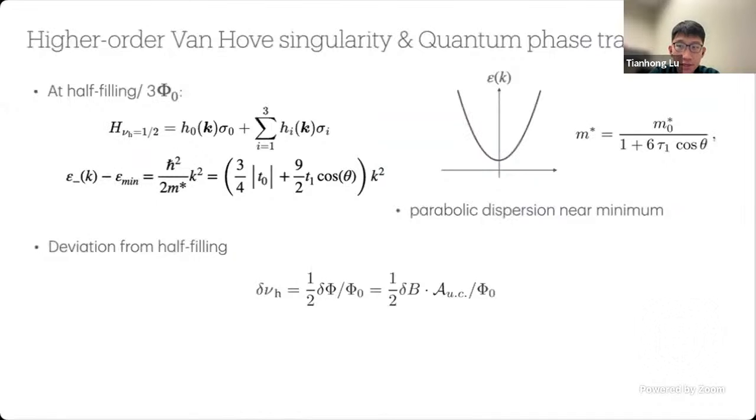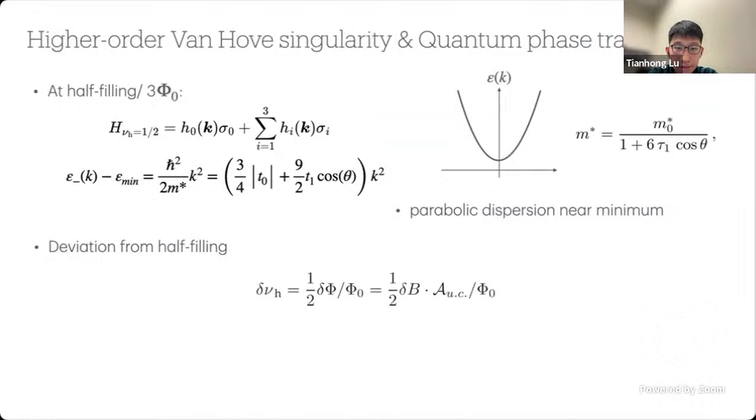At half filling, the Chern-Simons flux per unit cell is 3 flux quanta, or 3/1, which means the rank of the Hamiltonian after Peierls substitution is still 2. We still have a 2x2 Hamiltonian. We can decompose it into Pauli matrices, but I'm not going to get into the details. By diagonalizing this 2x2 Hamiltonian and looking at the minimum of the lower band, we found that the energy dispersion is parabolic.